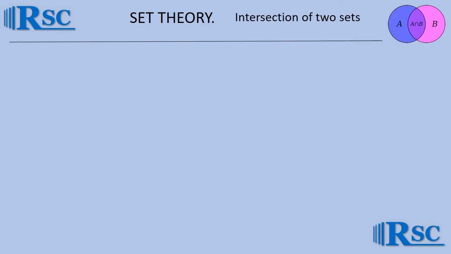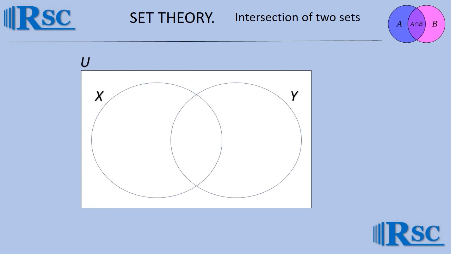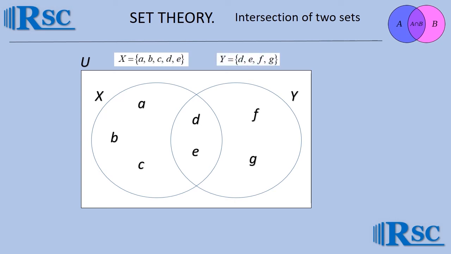And so when intersecting sets are represented on a Venn diagram, the regions must overlap to show the common elements. This is shown on a Venn diagram like this, where the circles representing the set X with elements A, B, C, D, and E, and the circle representing the set Y with elements D, E, F, and G, overlap with the elements D and E in the overlap to show the intersection.